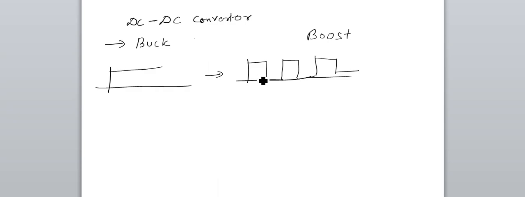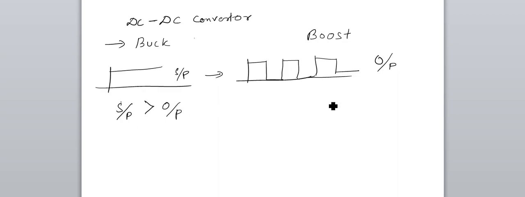So we are actually converting a DC waveform into a DC waveform like this. This is my input and this is my output. If the input value is more than the output, then it is a buck converter or buck DC to DC converter.